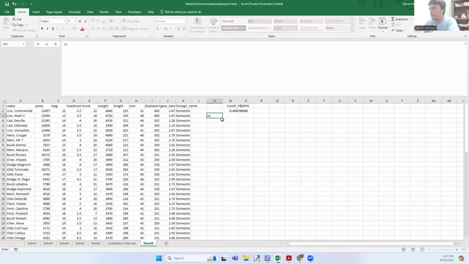So we'll do the covariance of the two. Covariance, we'll just do sample. And that's going to be our price and miles per gallon. And we get a covariance of -7,996. Right? So we'll do STD price, and then STD MPG.